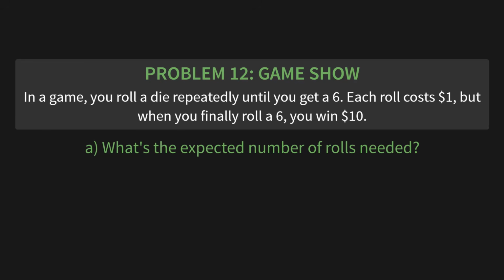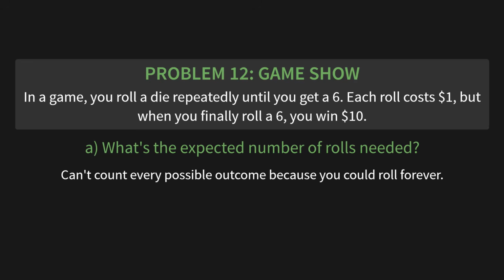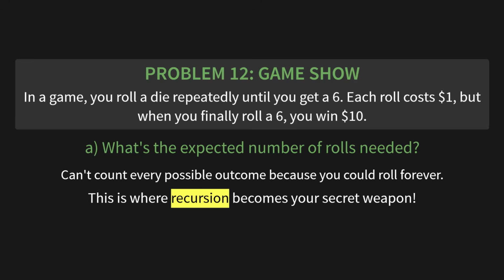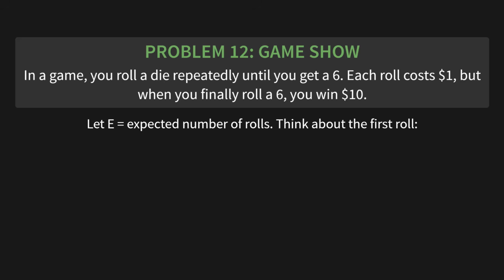Check out this die rolling. Now, you might think we need to calculate every possible outcome. What if it takes 1 roll, 2 rolls, 3 rolls, even 100 rolls? That's impossible. But here's where recursion becomes your secret weapon. Let me show you something brilliant. Let's call the expected number of rolls E.